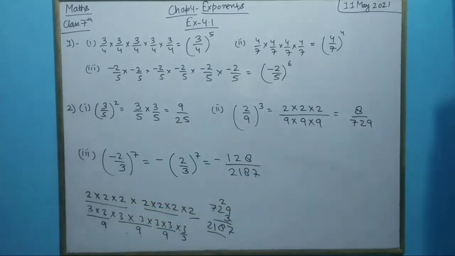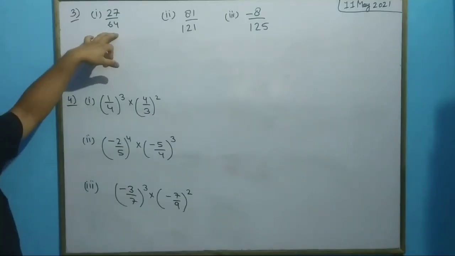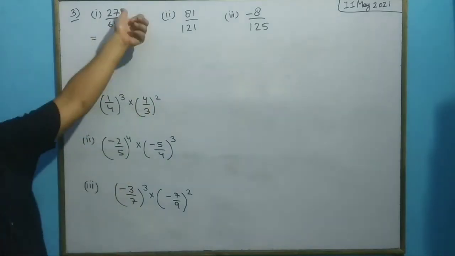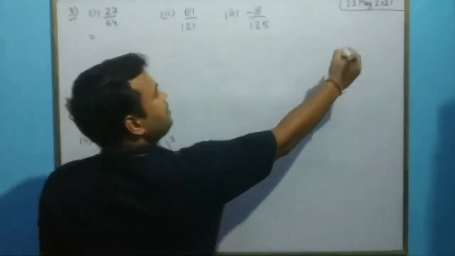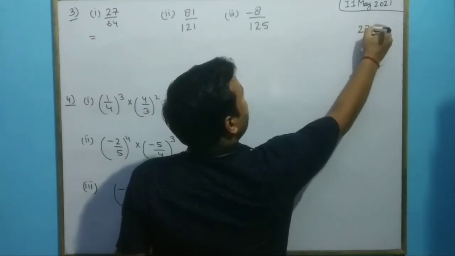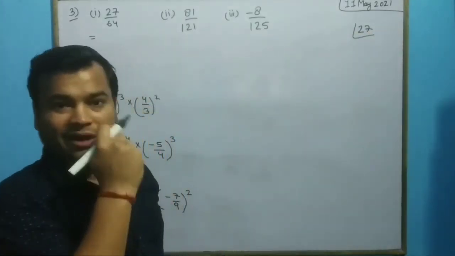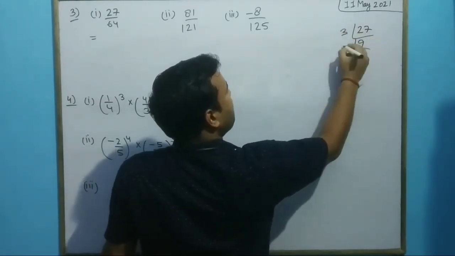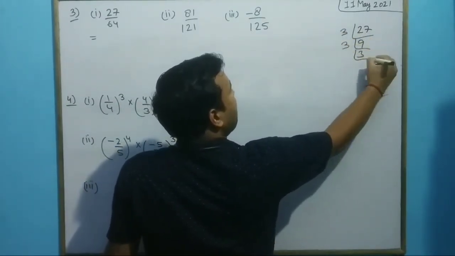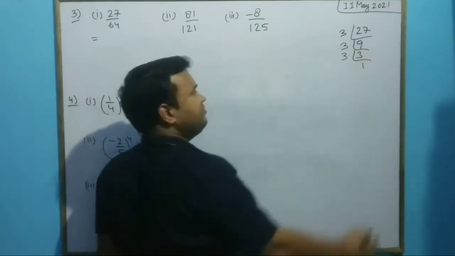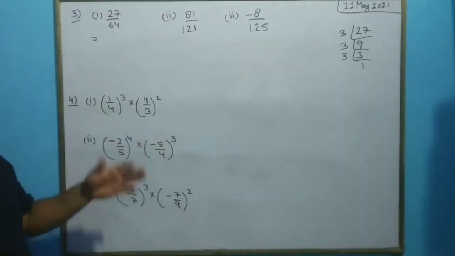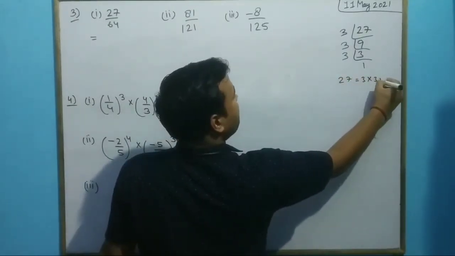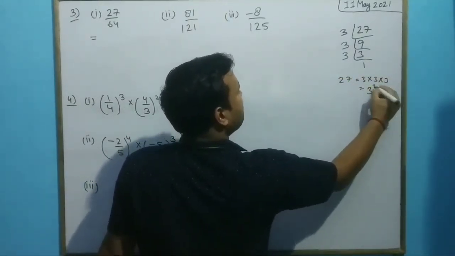Let us see the next question. We need to write it in the power notation form. Okay. So here 27. Let us find out the prime factorization of it. 27. We can multiply it by 2. No. The next prime number, that is 3. 3 9 is 27. Again this is 3. 3 3 is 9. And this is 3 1 is 3. Okay. So we can write 27 as 3 multiply 3 into 3. That is 3 the power 3.